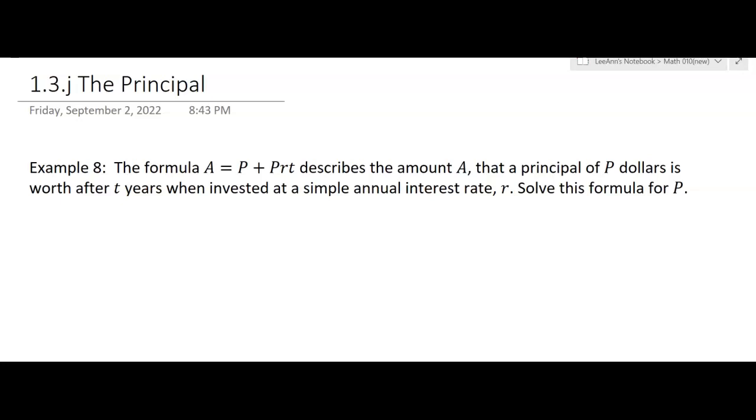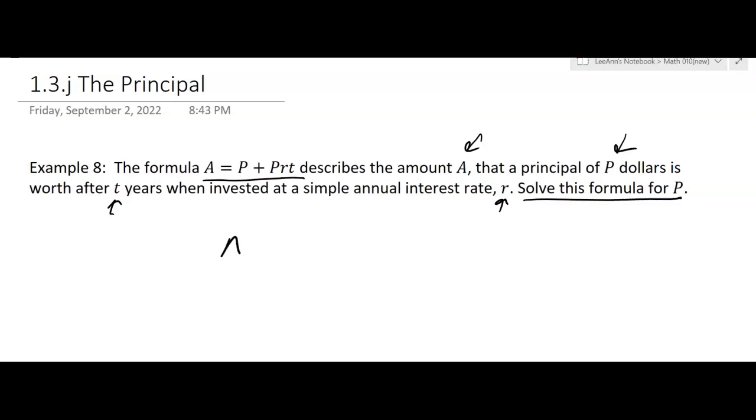So we have another literal equation that we want to solve, and it's a little bit different than the last example. So it says the formula A equals P plus PRT describes the amount A that a principal of P dollars is worth after T years, when invested at a simple annual interest rate of R. So this is an interest formula, but we're not going to talk too much about that. Later on in another chapter we might, but we just want to solve this formula for P.